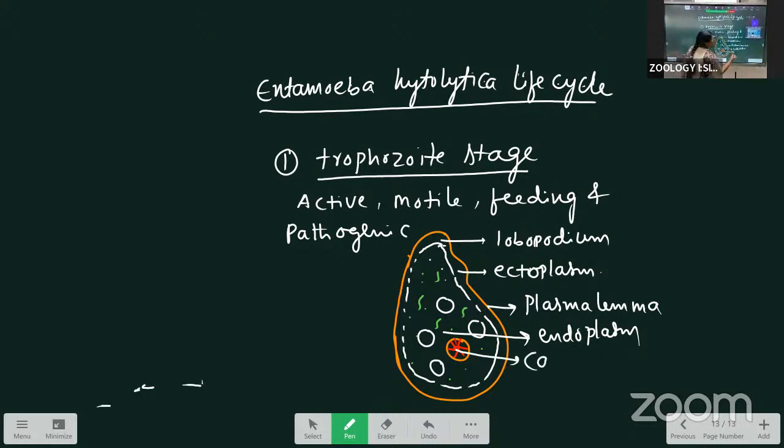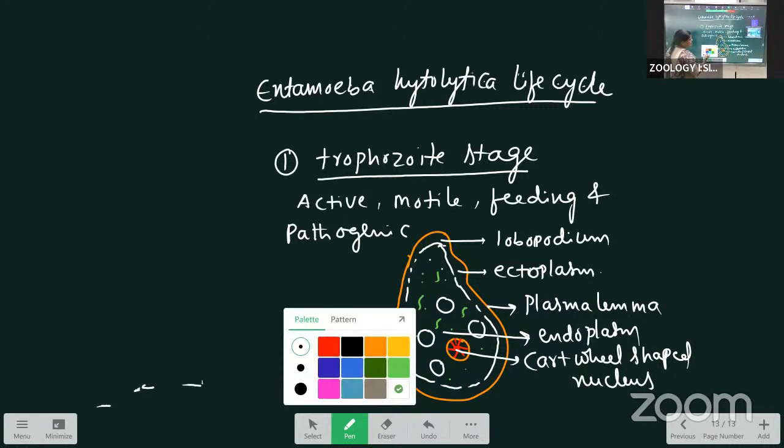This is the main identification feature in Entamoeba cells. When we test the blood under the microscope, the cartwheel shape of the nucleus is easily visible. We diagnose that the human being has amoebiasis. Clear? Cartwheel-shaped nucleus.